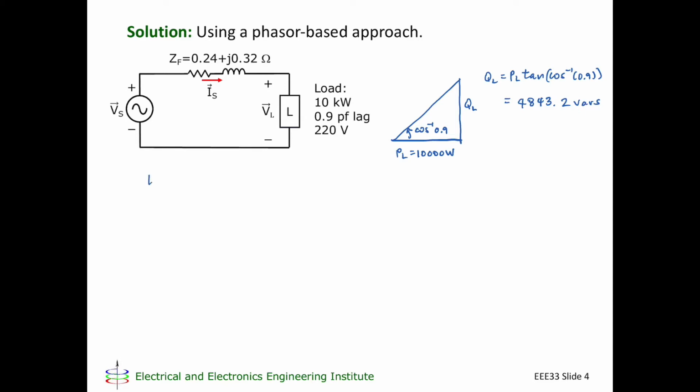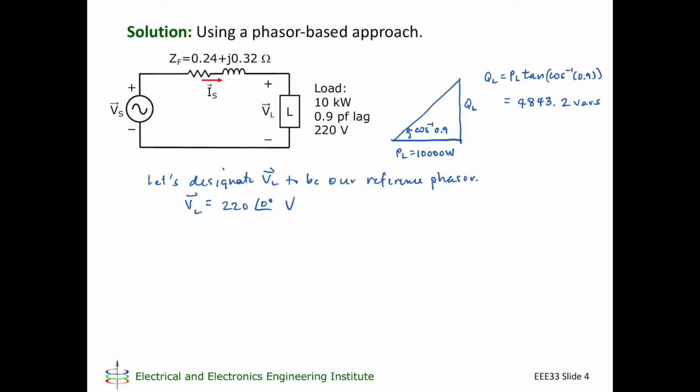Okay, let's designate VL to be our reference phasor. There are no phase angles specified anywhere here, so let's just designate VL to be a reference, meaning to say it has a phase angle equal to 0. So VL will be 220 at an angle 0 degrees volts.